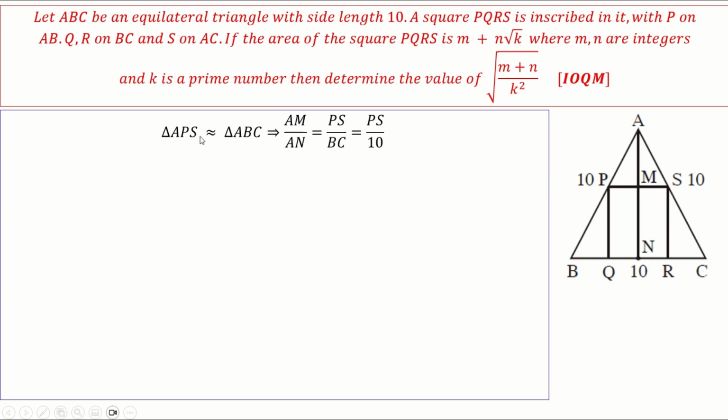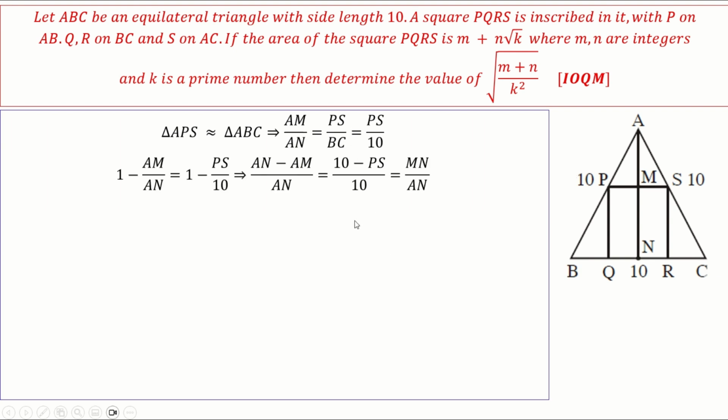So triangle APS is similar to triangle ABC, because these two are parallel lines anyway. PS and BC are parallel. So we can easily prove. So AM by AN equal to PS by BC. Okay. BC is 10, so PS by 10. Okay. Now 1 minus AM by AN is equal to 1 minus PS by 10. Okay. Which means (AN minus AM) divided by AN equal to (10 minus PS) divided by 10.